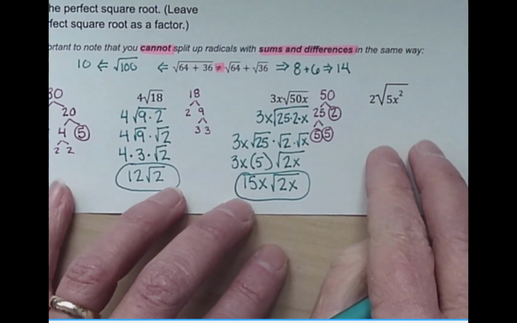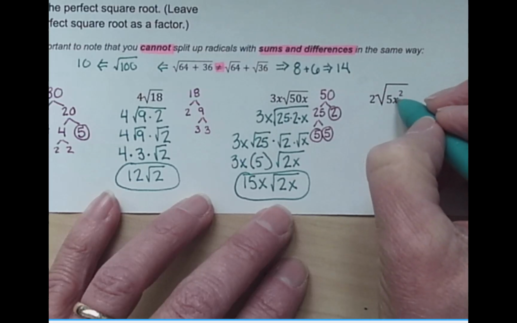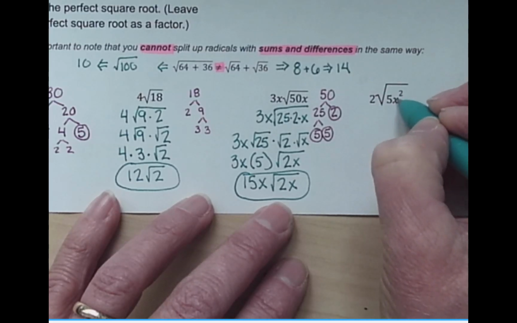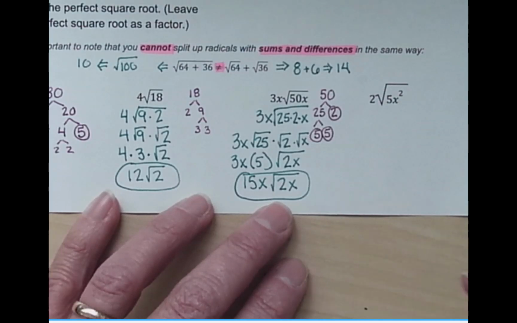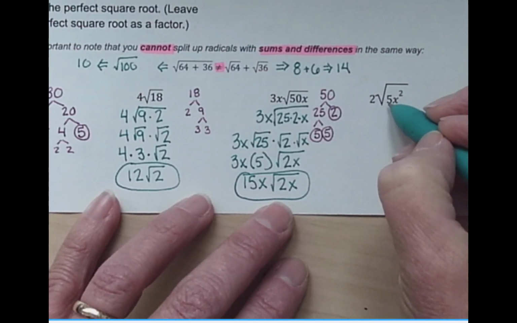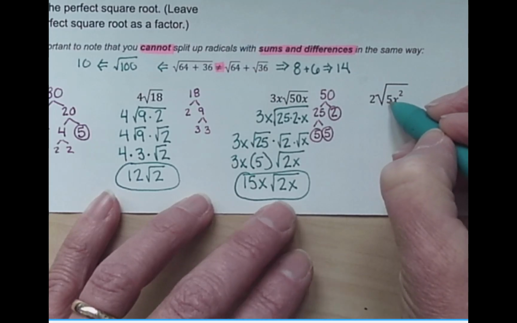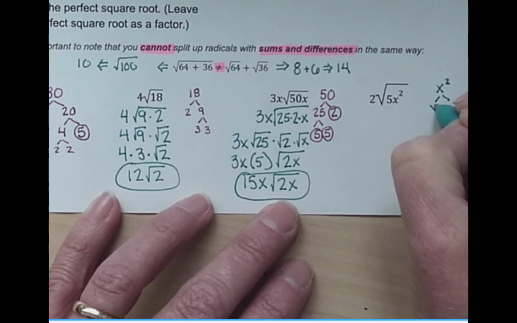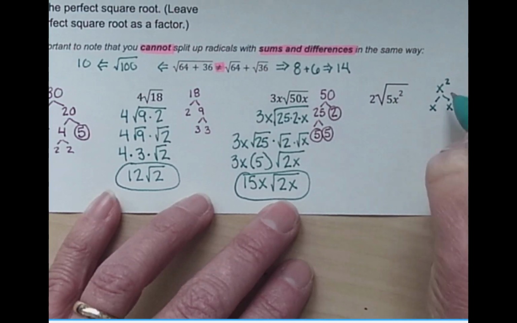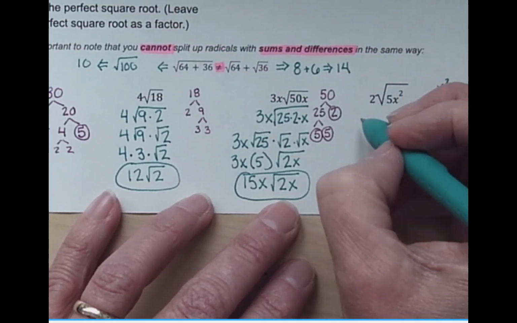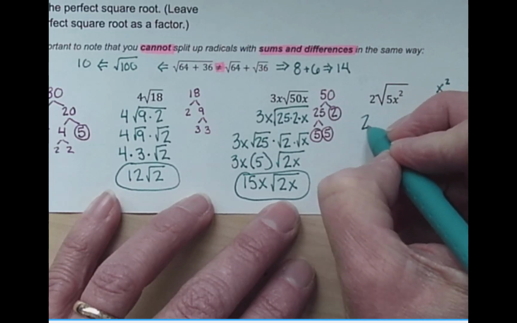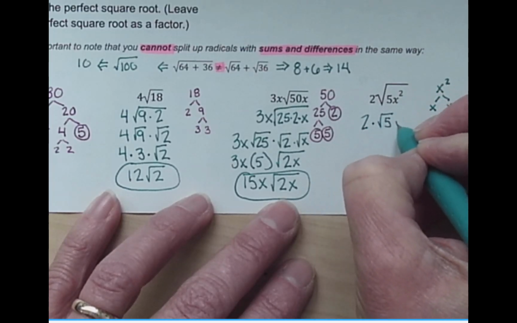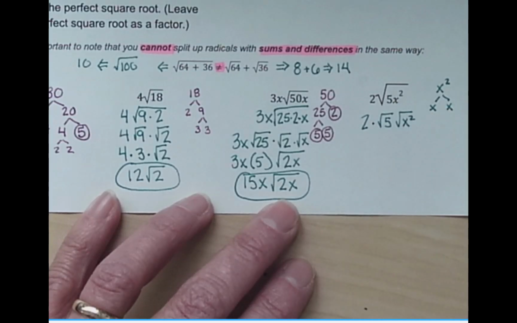And I did want to look at one expression that had a variable that was a perfect square. Even though 5 is a prime number, it won't be simplified any further. If I look at x squared, I know that's just x times x. So it's clearly a perfect square since it's x squared. So I'm going to go ahead and break apart those two factors, 5 times x squared.